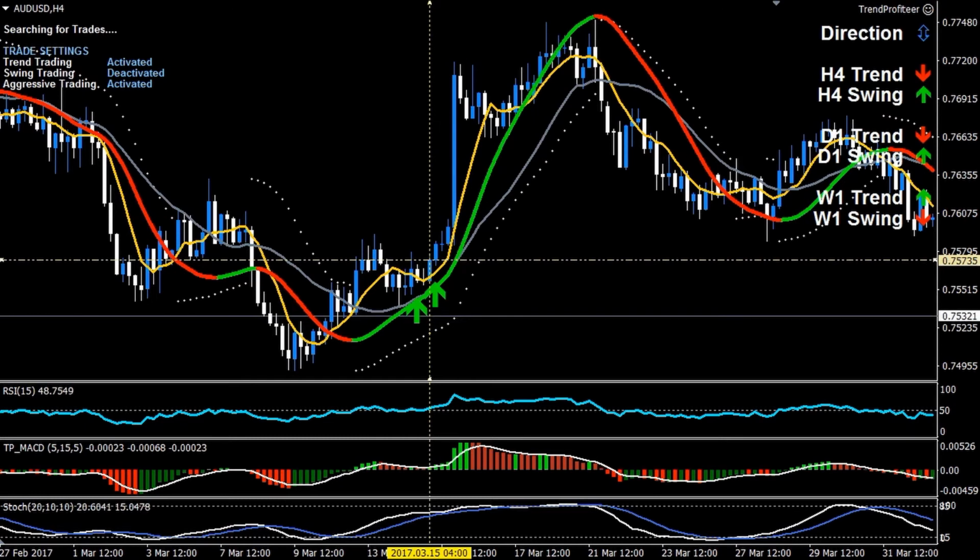Alrighty, that concludes the swing within a trend aggressive trade example on the 4-hour time frame.